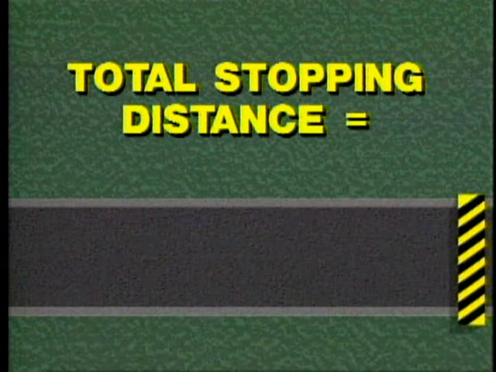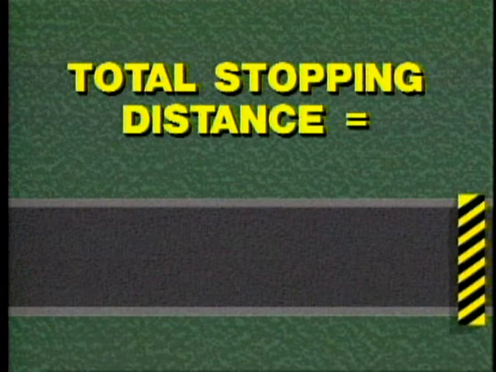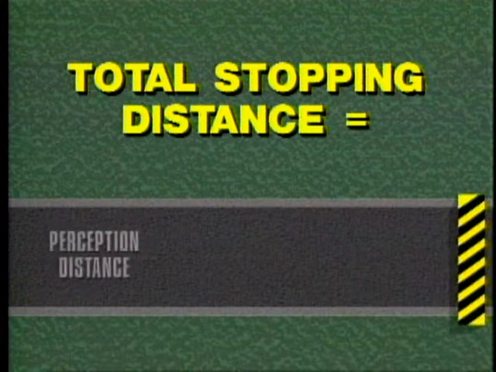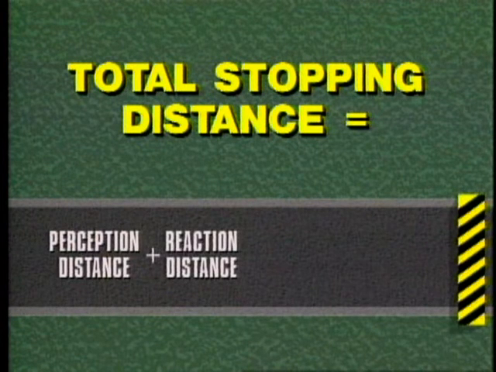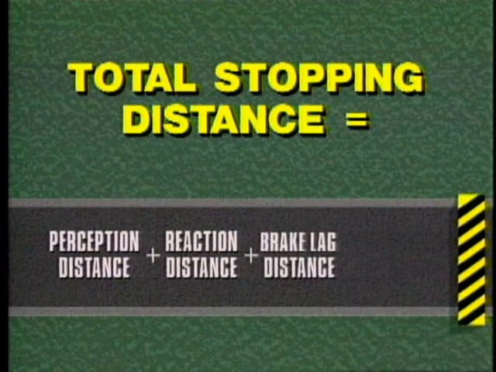Your total stopping distance is determined by 4 major factors. The first is perception distance, the distance your ambulance travels from the time you spot a problem until you recognize the problem as a hazard requiring your action. The second is reaction distance, the distance your ambulance travels while you move your foot from the accelerator to depress the brake.